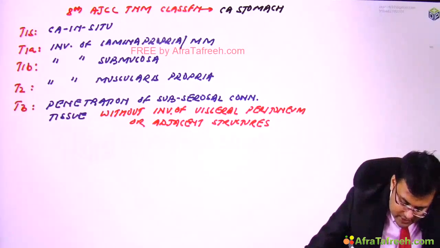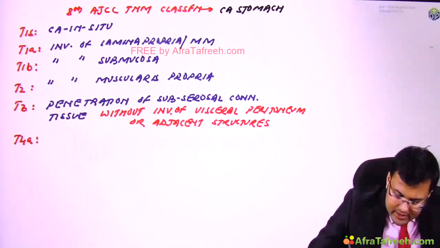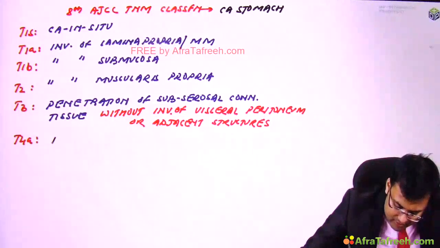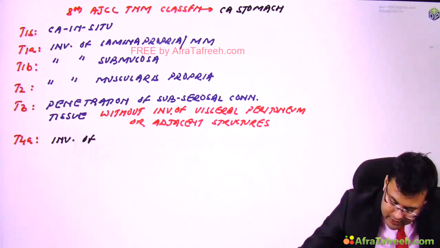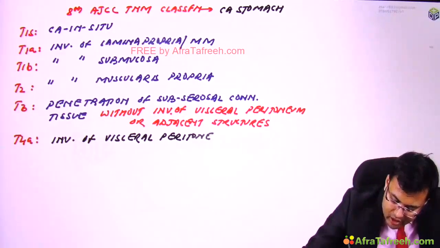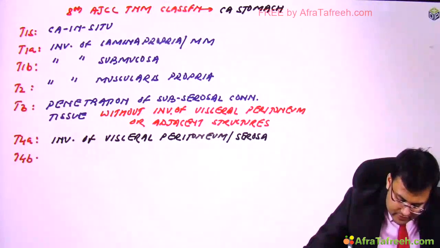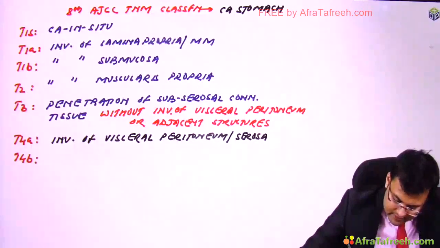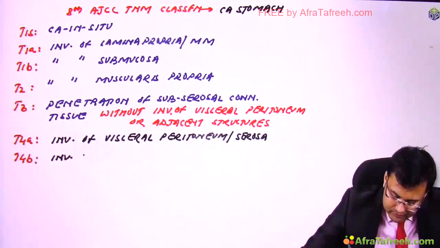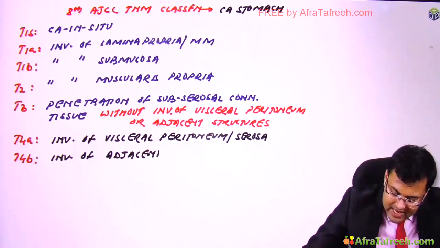So see, what is T4a? In T4a, there is involvement of visceral peritoneum, obviously, or serosa. And what about T4b? In T4b, there is involvement of adjacent structures. So this is simple.